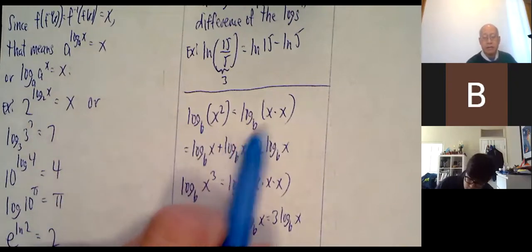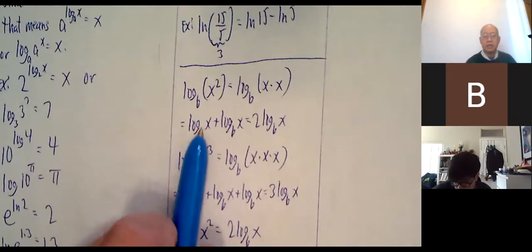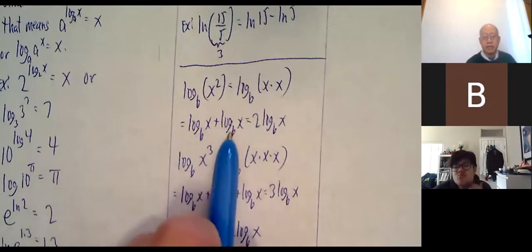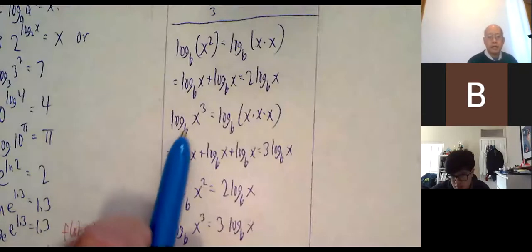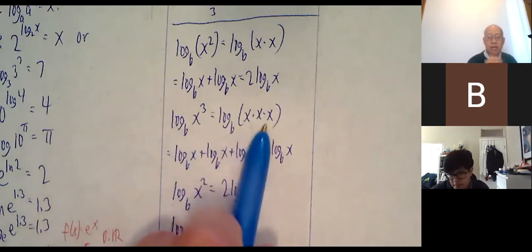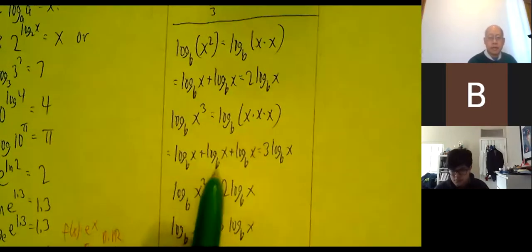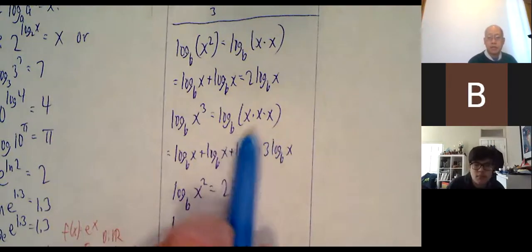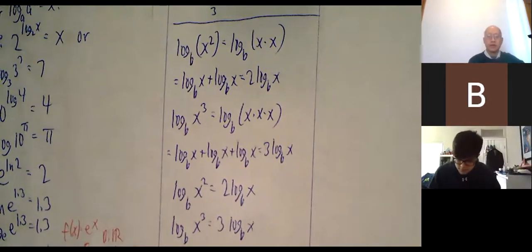Okay, and then just developing the last law, log base b of x squared. Well, that's the same as log base b of x times x, which means I can go use this rule. It's a log base b of x plus a log base b of x. I got 2 of them. Log base b of x cubed. Log base b of x times x times x. So log base b of the first plus log base b of the second plus log base b of the third, but they're all the same. So 3 log base b of x.